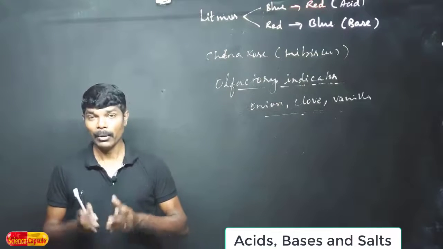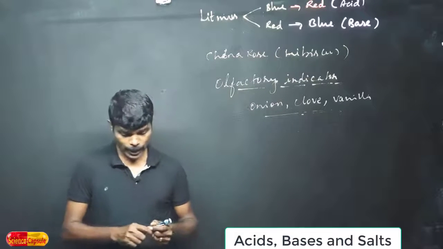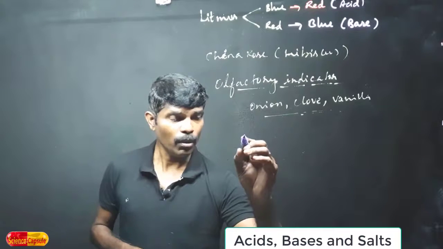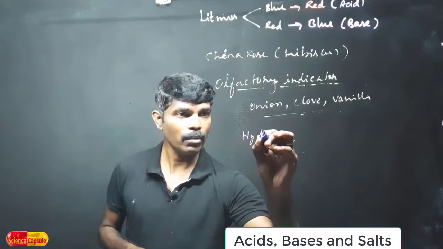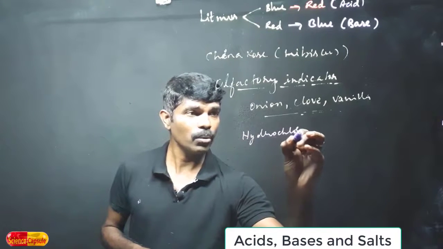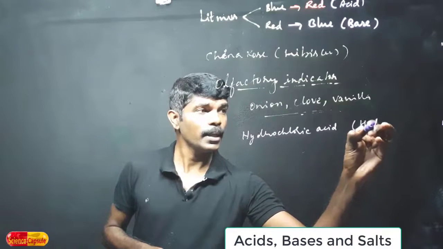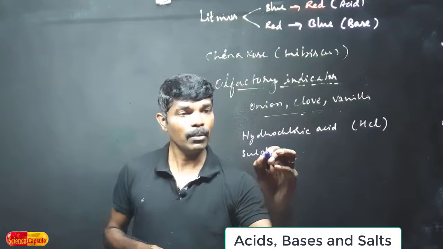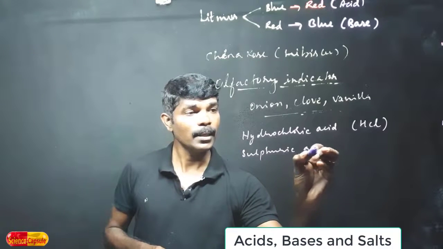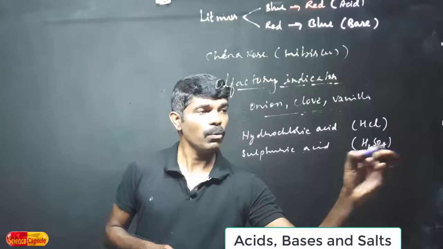So when we talk about acids and bases, there are laboratory acids and bases that you should know. Some of the laboratory acids we will see. One is hydrochloric acid, the formula of hydrochloric acid is HCl. Then sulfuric acid, you must have studied about sulfuric acid. The formula of sulfuric acid is H2SO4.